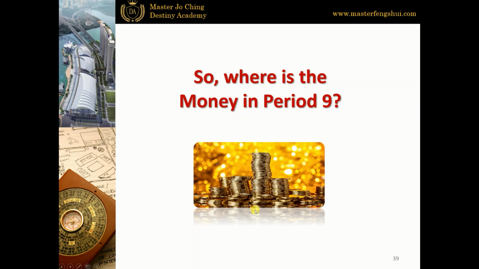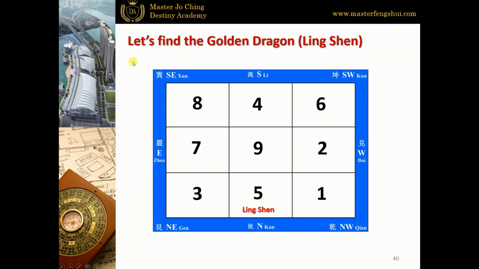Now, I'm actually at the last part, and also something I want to share as a bonus. So where is the money in period 9? How should you find a prosperous sector to put water, for example? So I'll just share with you. Let's find the golden dragon, or Ling Shen, together.